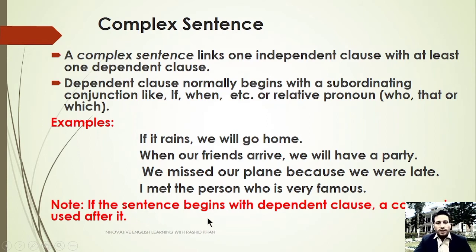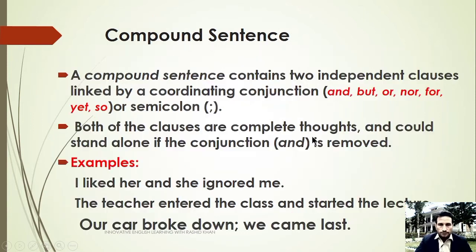Note, if the sentence begins with a dependent clause, a comma is used after it. Here we can see that if a dependent clause begins the sentence, then we put a comma after it. But if we put the dependent clause after the independent, then there is no need of using a comma.